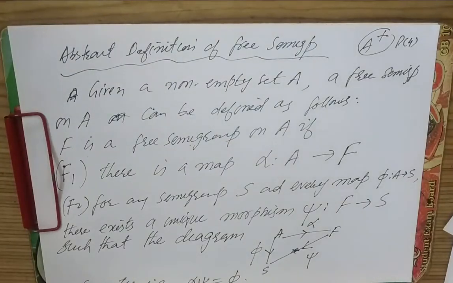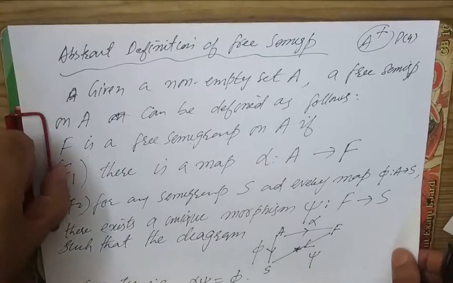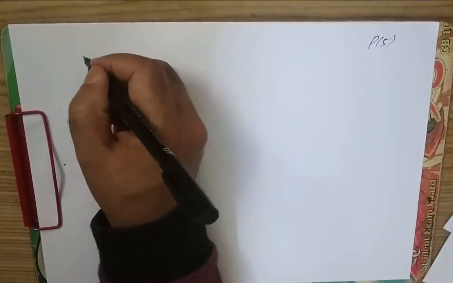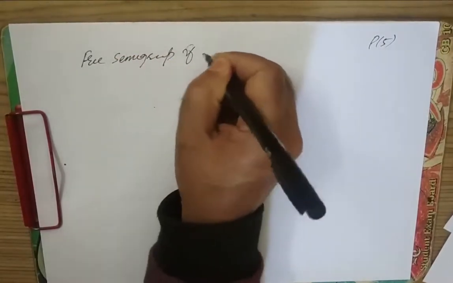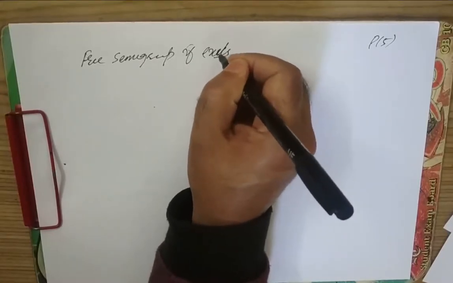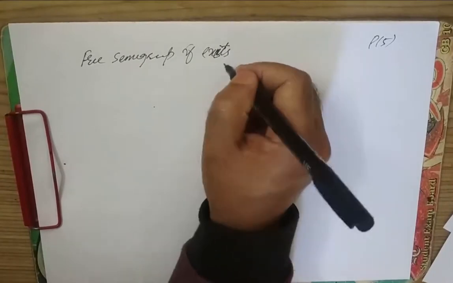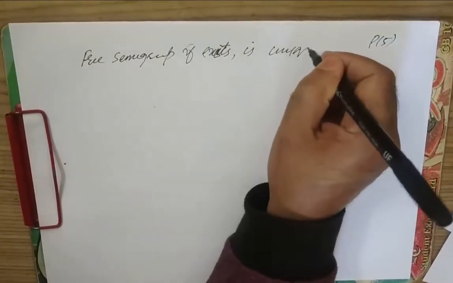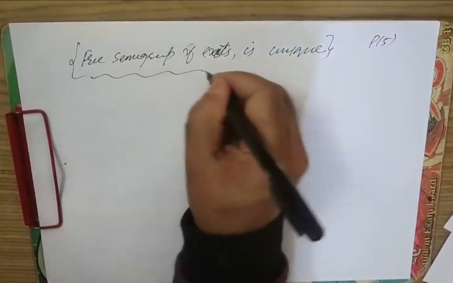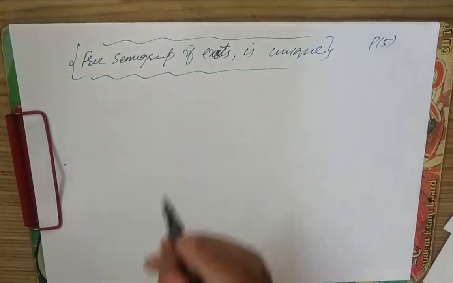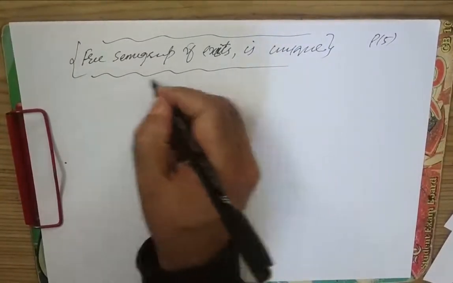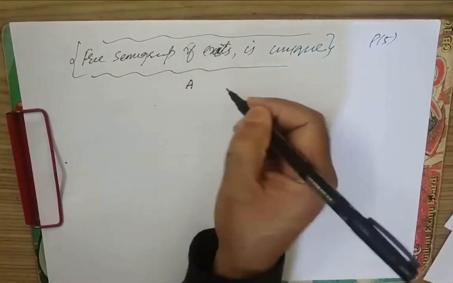With this abstract definition, we will see that the semigroup F exists uniquely, if it exists. A free semigroup, if it exists, is unique. To prove its uniqueness, suppose A is a non-empty set and F is a free semigroup.